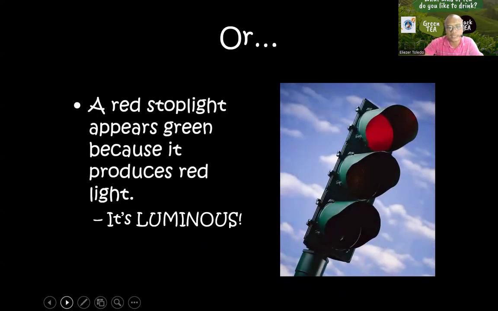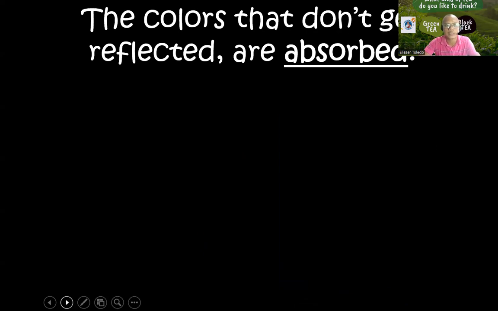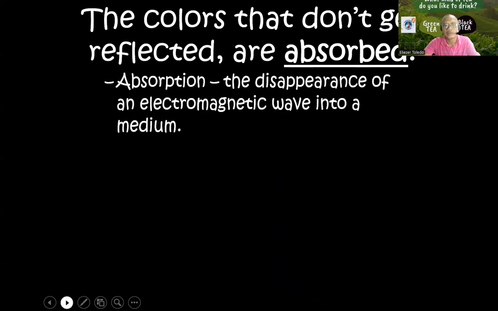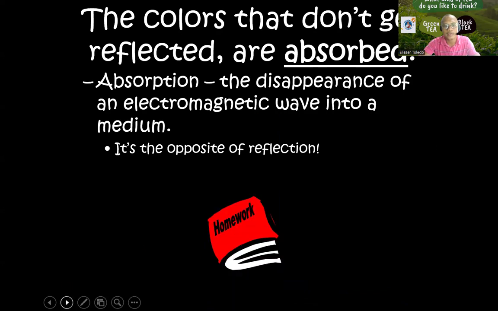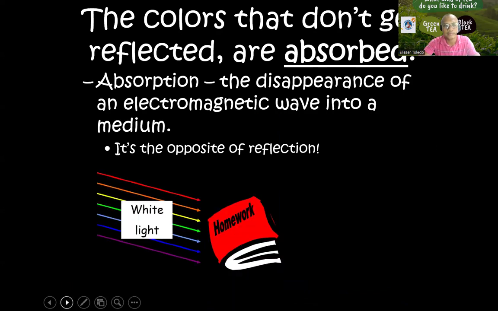Now, absorption is the disappearance of an electromagnetic wave into the medium. It is the opposite of reflection. I mentioned already that it's supposed to be seven colors, but then all the six colors are absorbed, ORYGBIV, and only reflected which color? Reflected only red color. And the red color goes to our eyes.